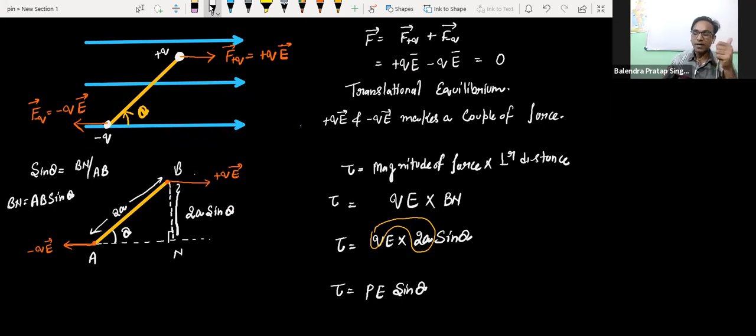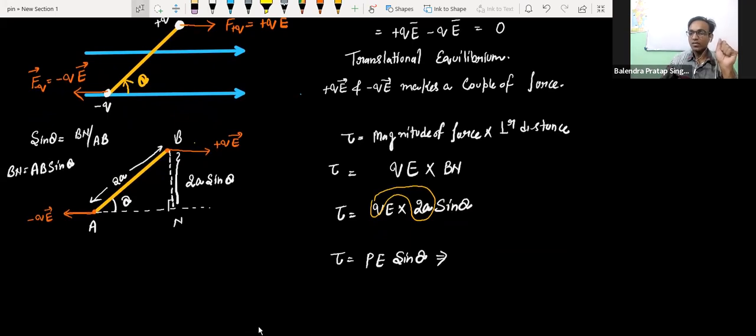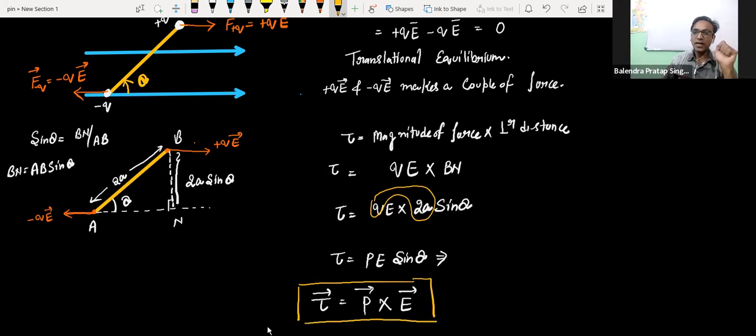As I discussed at the start of this lecture, A cross B is AB sine theta. So here we can write torque in terms of vectors, that is, torque is equal to P cross E. So the cross product of dipole moment and electric field will give you the torque. Here the direction of dipole moment is from negative to positive.